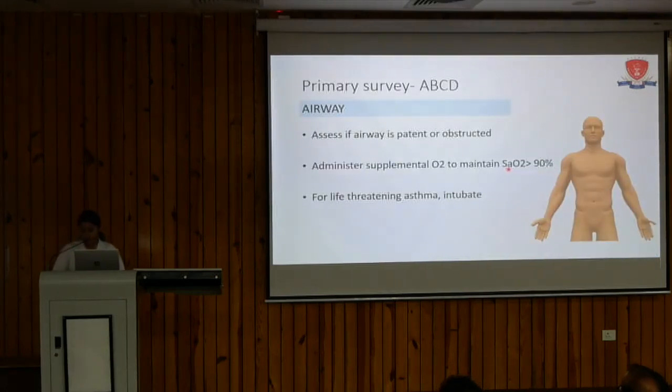When such a patient arrives in emergency, a quick primary survey is conducted in the form of A, B, C, D, which refers to airway, breathing, circulation, and disability. For airway, we need to assess if it's patent or obstructed. Supplemental oxygen is administered to maintain SpO2 greater than 90% in adults. In cases of life-threatening asthma, intubation is done.